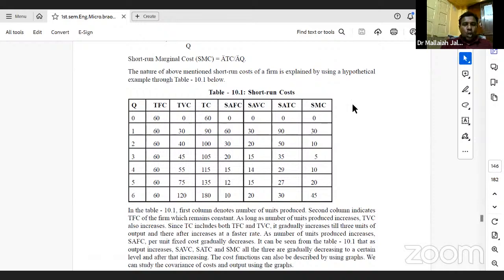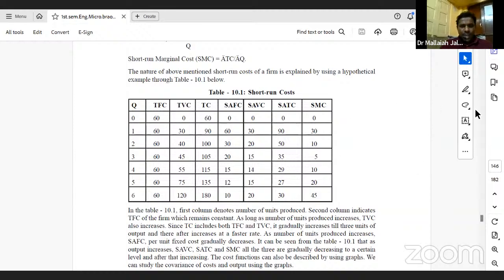Yeah, so short run cost, we are talking about the short run. These all are the short run. Total fixed cost is related to short run, variable cost is short run, total cost is short run, short run average fixed cost also, short run average variable cost also, short run average total cost also, and marginal cost also. These all are the short run cost curves.